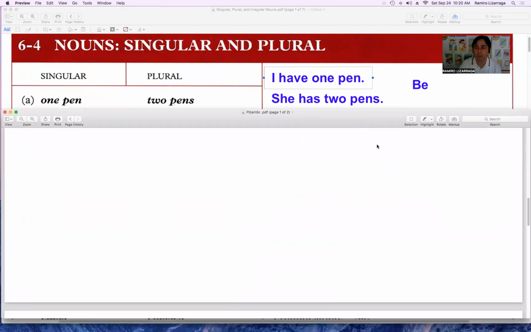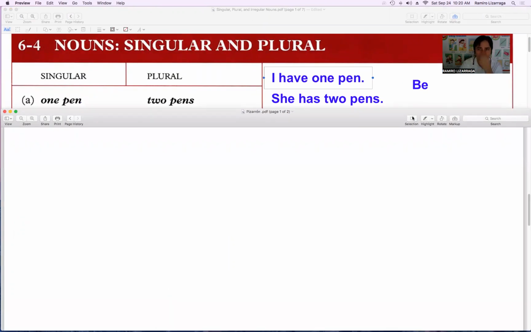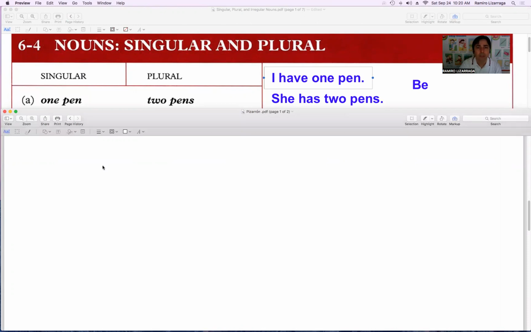So let me use this right here. Take a look here. I'm going to write them again here. I hope you're able to understand, because as you can see, I'm only talking in English. Okay. So this is going to be singular here. Take a look at this. This is going to be singular.